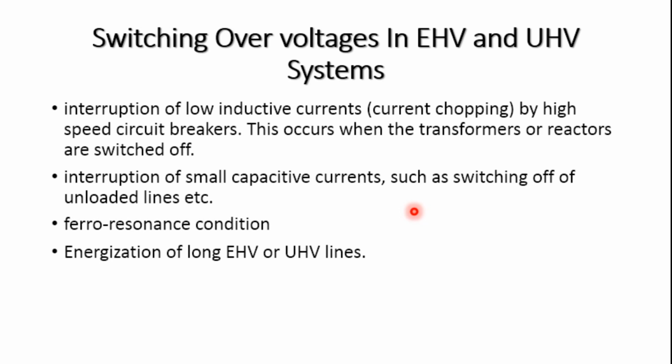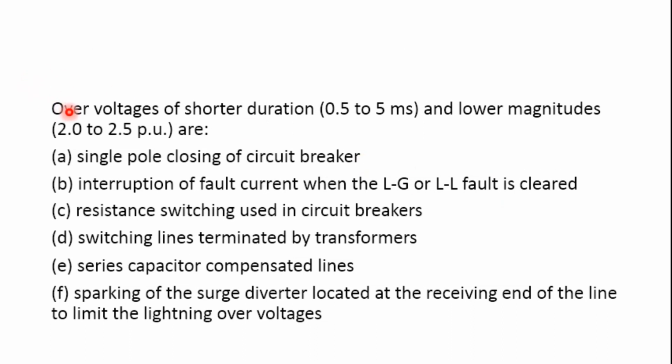Other switching situations give rise to overvoltages of short duration, 0.5 to 5 milliseconds, with a lower magnitude of 2 to 2.5 per unit. Some of the examples that give this 0.5 to 5 millisecond and 2 to 2.5 per unit overvoltage are single pole closing of the circuit breakers.